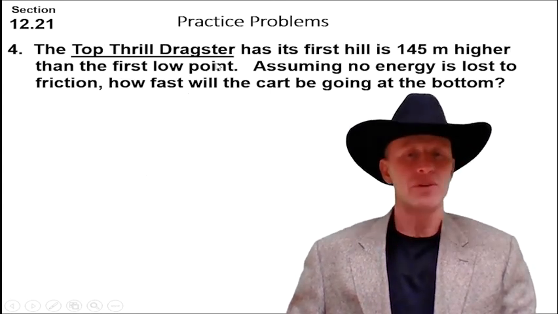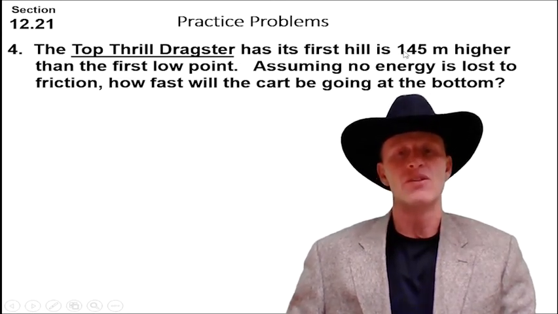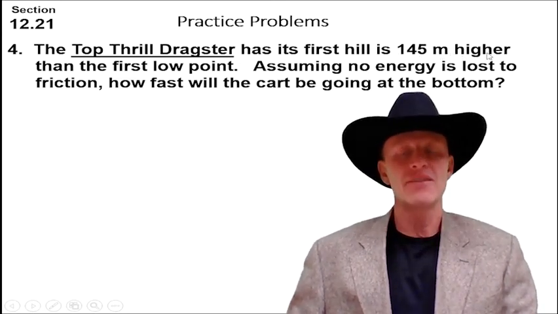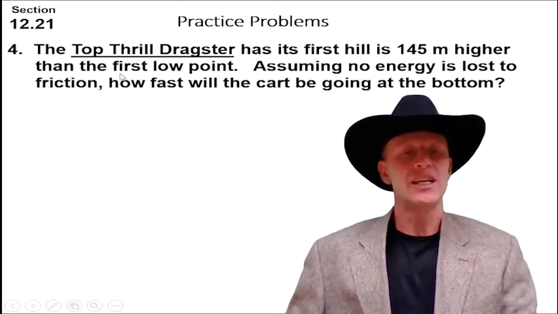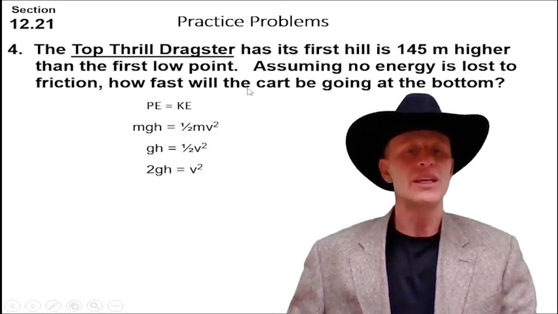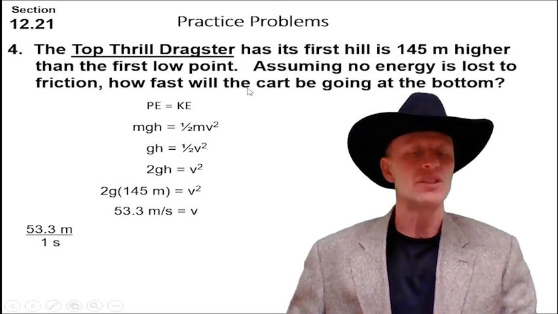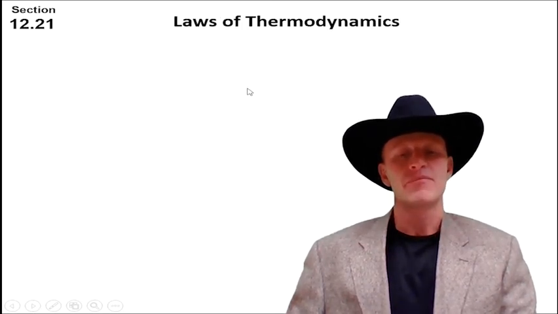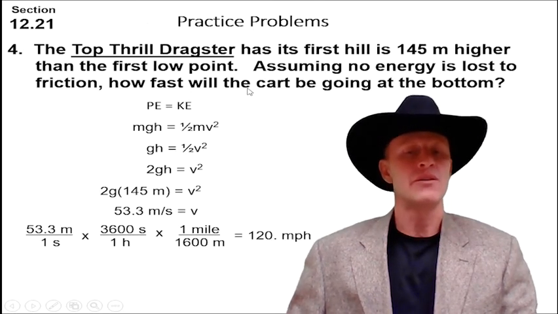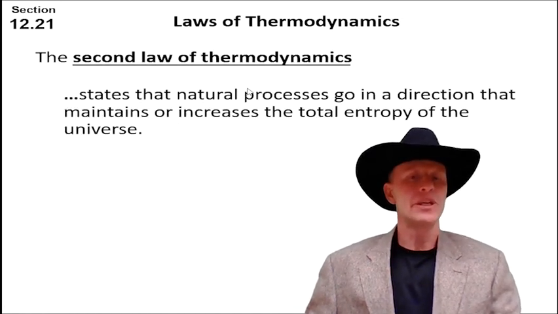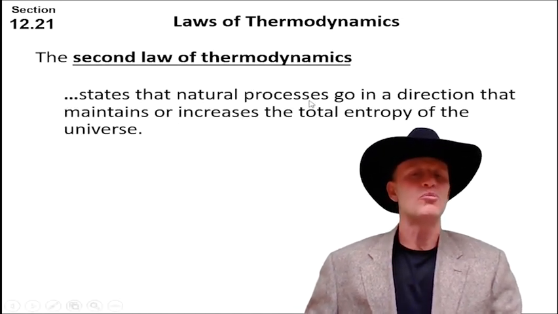The Top Thrill Dragster has its first hill 145 meters higher than the first low point. And your 3-hour wait will give you a 4-second Top Thrill ride. Assuming no energy is lost, we can calculate the fastest you'll go at Cedar Point to be 120 miles an hour.